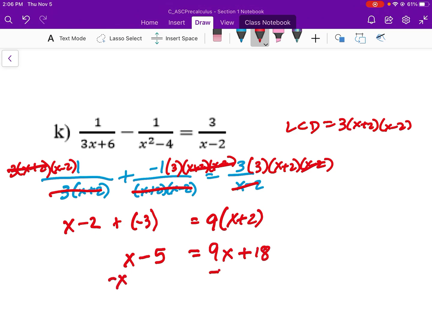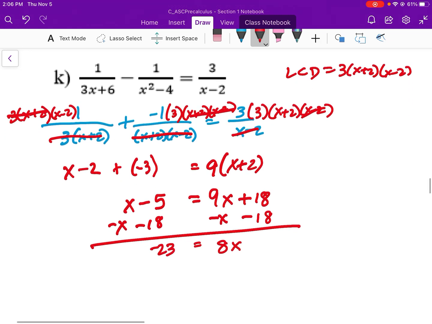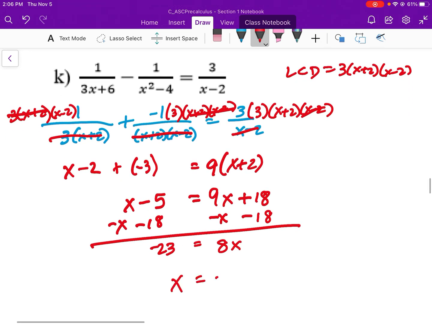So I'm going to subtract x and subtract 18 from both sides. So I get 8x equals negative 23. Divide by 8, x equals negative 23 over 8. Okay, I'm going to make another video with the rest of this and then the word problems.